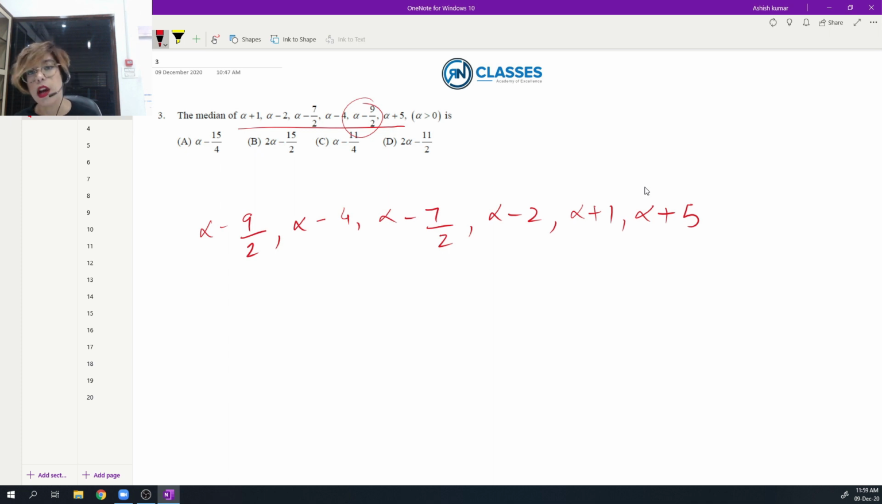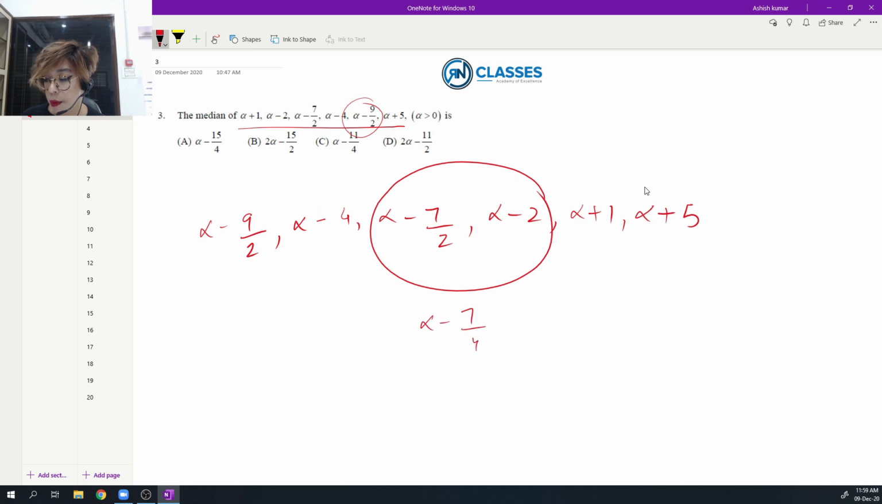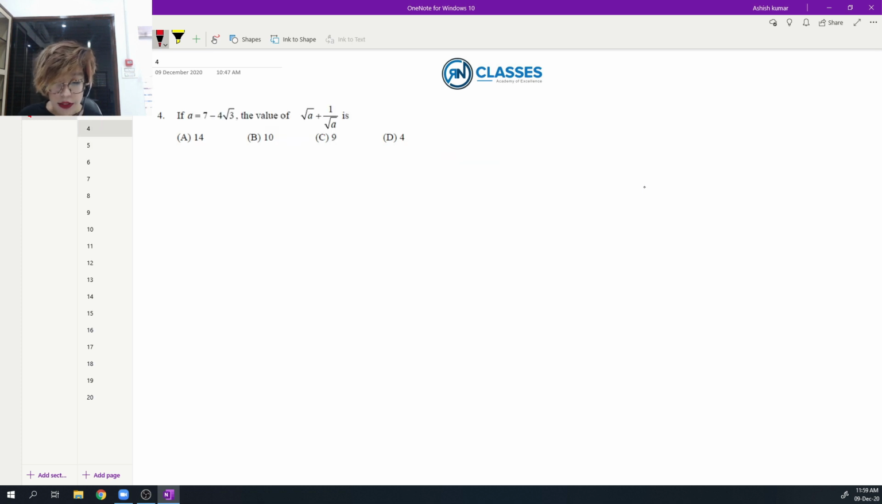Okay, let's see how many these are. These are 6 terms. Now, 6 term mein middlemost chahiye. Definitely it will be the mean of these two terms. So alpha minus 7 by 2 plus alpha minus 2 whole divided by 2. Right, this you can easily find out provided, oh yeah, 7 by 2 hai. Sorry, my bad. So this you can easily find out, and the answer should turn out to be C. Done? Okay, so the next one, fourth.